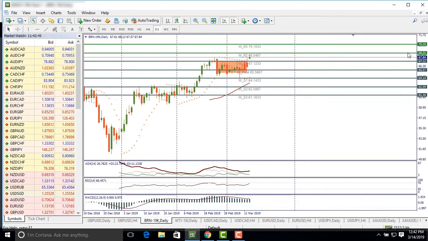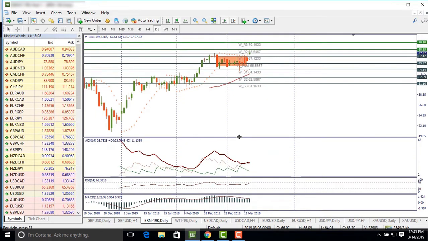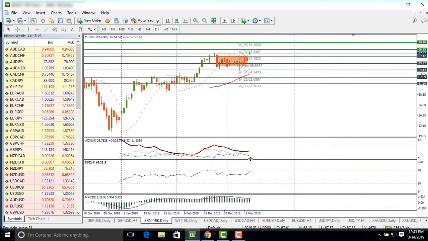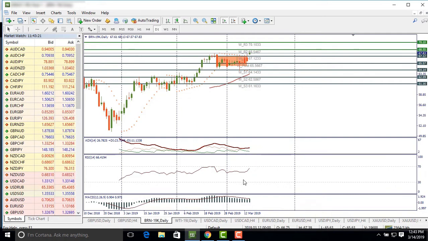If OPEC shakes the market with the output boost, the price for Brent will fall to the first support at 67.12. The next support is placed at the weekly pivot at 65.57. And if we look at the indicators, ADX shows the strength of bulls right now, and RSI is targeting the overbought zone.